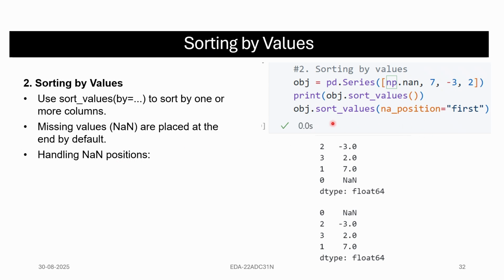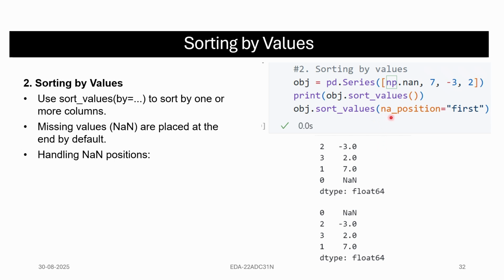Let us see how. For this we are creating a series object with a NaN value. In the series we have np.nan, 7, minus 3 and 2, and the corresponding index is 0, 1, 2, 3. So if you say obj.sort_values(), the elements are going to be sorted and so the index also will be rearranged accordingly. So here if you look at the ascending order: minus 3, 2 and 7. Since the NaN values are placed at the end, we got this result.